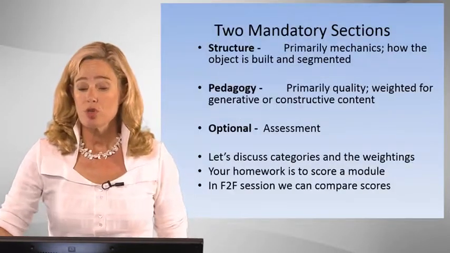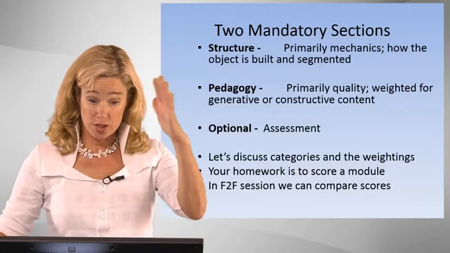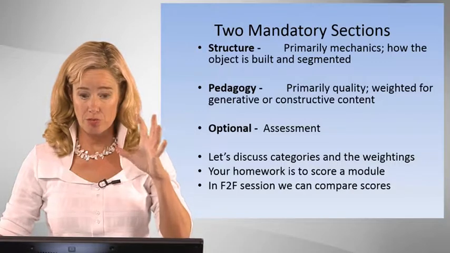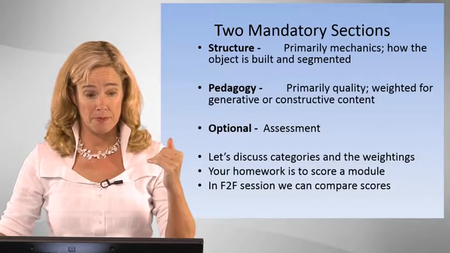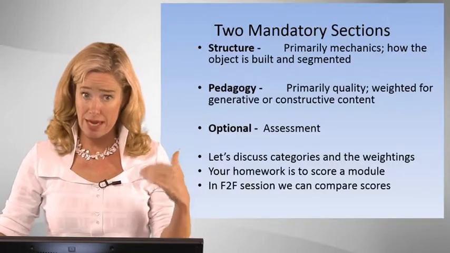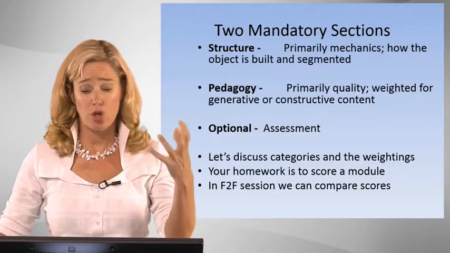In the rubric, there are 2 mandatory sections. The first is structure, and so all we're doing there is scoring the mechanics of how the object was built and how it was segmented. It's sort of quantity, right? And the second part is the pedagogy of the object, and that's primarily the quality of it.